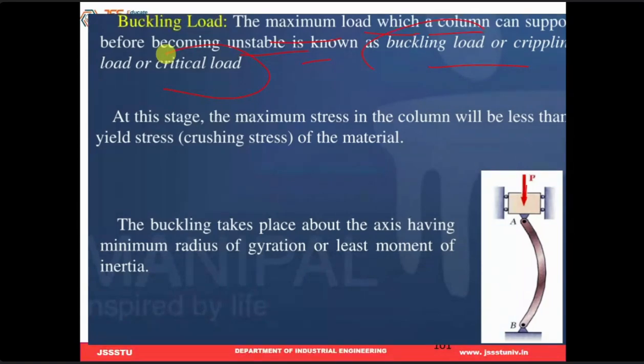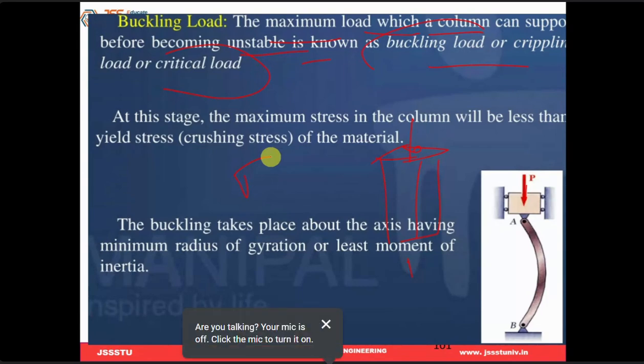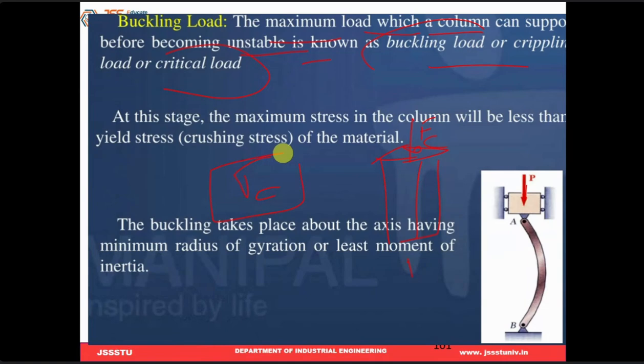As I told you, a column will always take up compressive load, and the buckling load will always be compressive in nature. So because of the compressive load, which type of stress will be developed? Compressive stress. Obviously, when a load is acting, stress will be developed. Definitely, it is going to act.